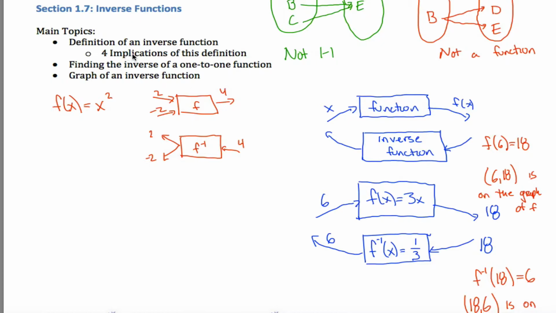The fourth and final implication of this definition goes back to function composition. Imagine if I compose together these two functions. And so function composition, that's something we learned a couple sections ago, where essentially you run one of the machines and then you run the next machine. So I take some input and I put it into the function, it does its thing, and then I let the inverse function do its thing. The input here will be the output from here.